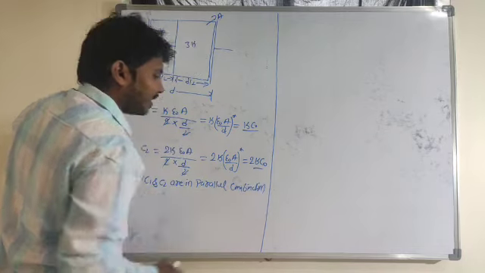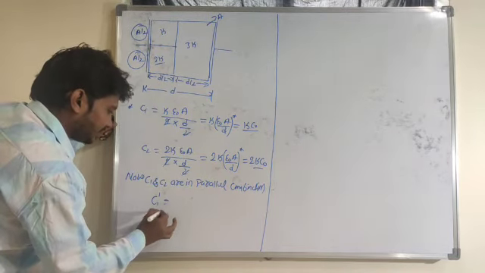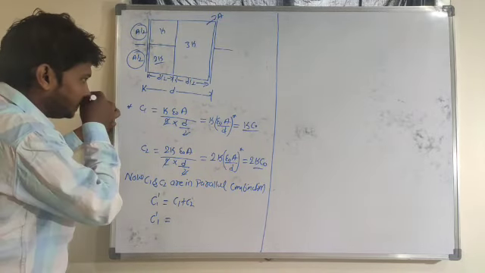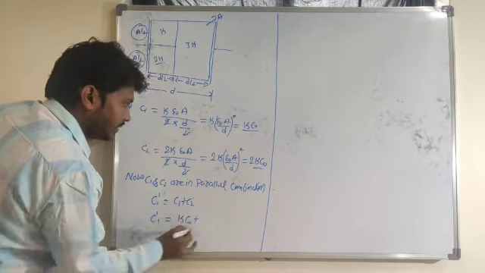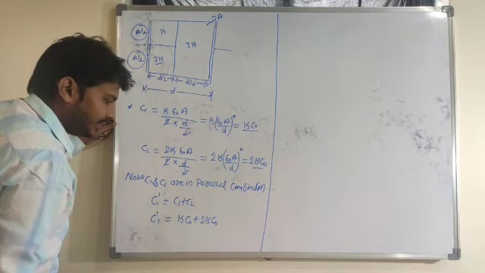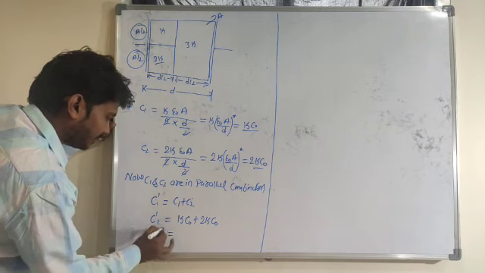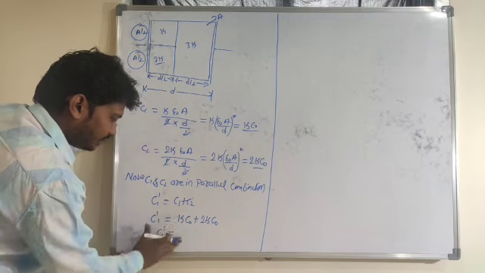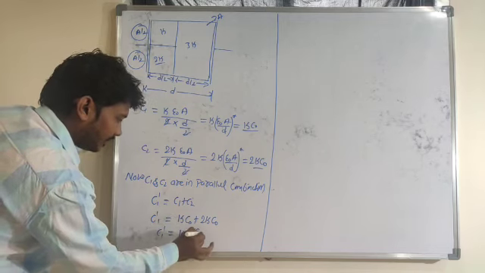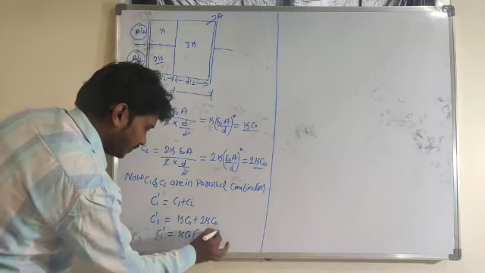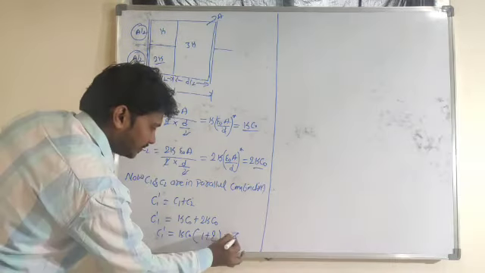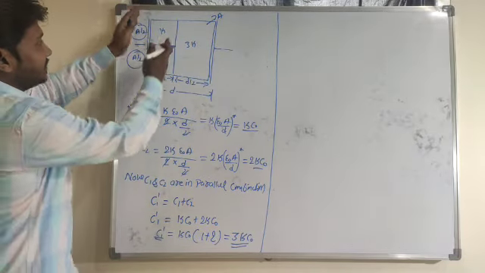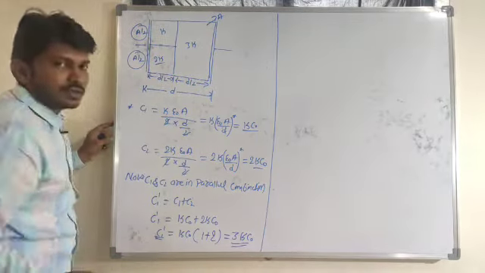If these two are in parallel combination, the effective capacitance is C1 plus C2. So C1 dash is equal to, C1 is what? K into C naught. What is C2? 2k into C naught. K into C naught is the common factor, 1 plus 2, which is nothing but 3. So 3 times k into C naught. I got the effective capacitance for this portion. The answer here is 3 times k into C naught.